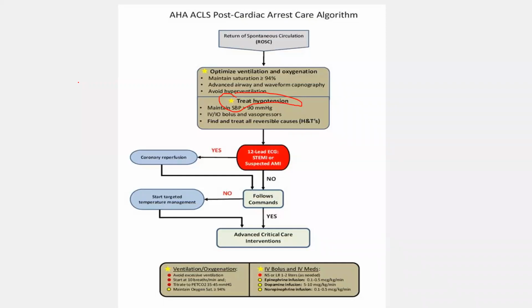So what is this optimal blood pressure? Well, we want to maintain the mean arterial pressure of 65 millimeters of mercury or more. It's the MAP, not the systolic blood pressure, okay? So the mean arterial pressure should be maintained above 65 millimeters of mercury.